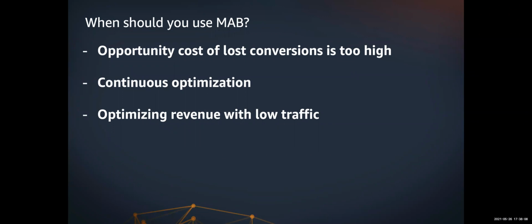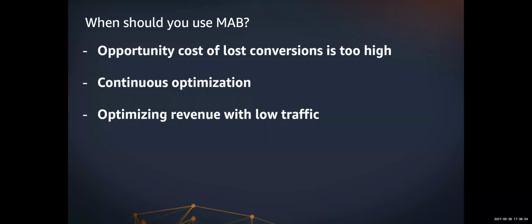Continuous optimization: if you want to continuously optimize, with the ability to add or subtract multiple elements from the variations and test across all of the variations simultaneously, then MAB can be a better way here rather than the traditional or standard A/B test.